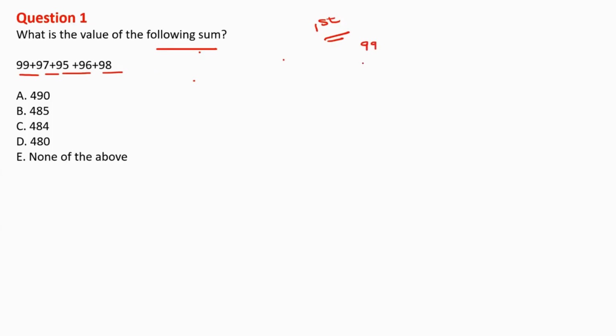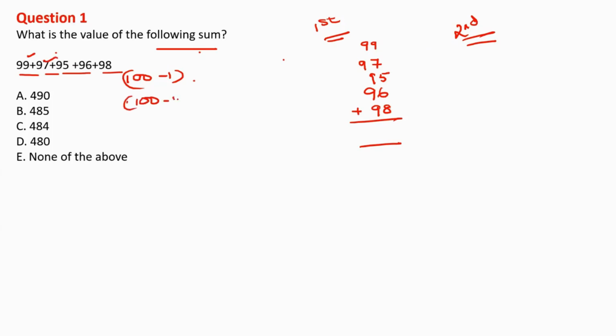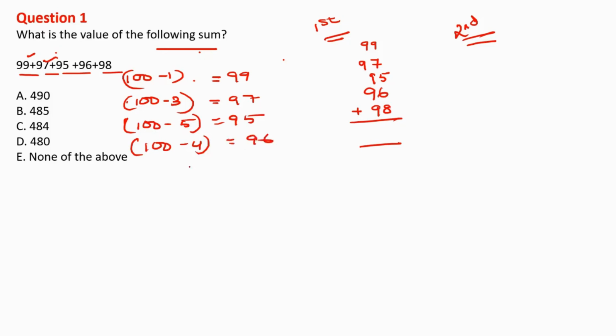That's 99 plus 97 plus 95 plus 96 plus 98. So if we add them up, we get a sum. Or you can adopt the second method, that is some pattern. If we just observe, 99 is nothing but 100 minus 1. Everything can be defined in terms of 100. 100 minus 3, that's 97. 100 minus 5, that's 95. 96 is 100 minus 4, and 100 minus 2 gives you 98.